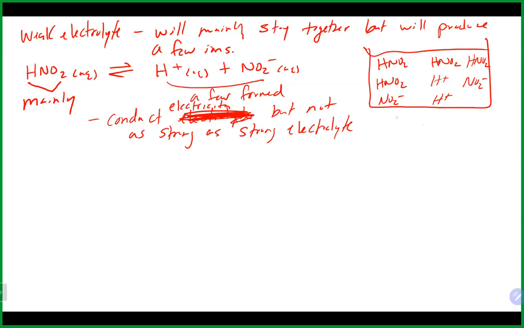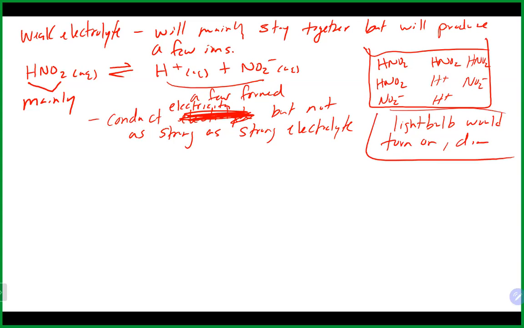So if you did the light bulb and you put the electrode in, the light bulb would turn on, but it would be very dim. It'd be almost like it's losing power and is about ready to shut off, but you will still see it light up a little bit. And that's because there's still a presence of ions in that solution. So it is still able to conduct electricity, but nowhere to the extent a strong electrolyte can.